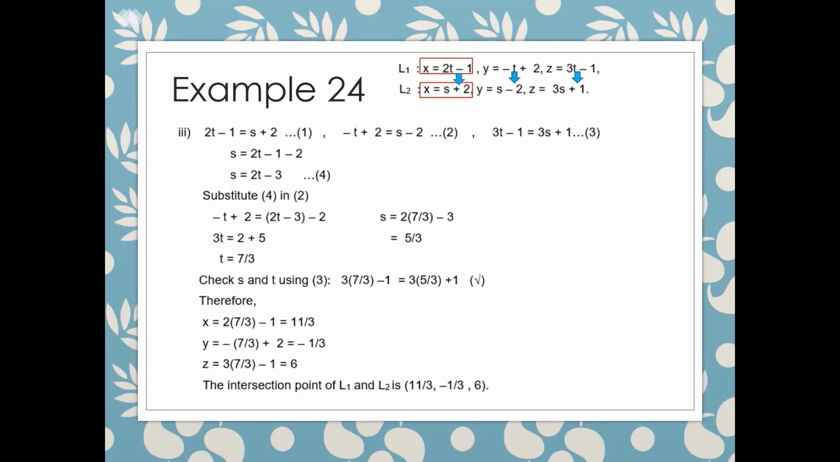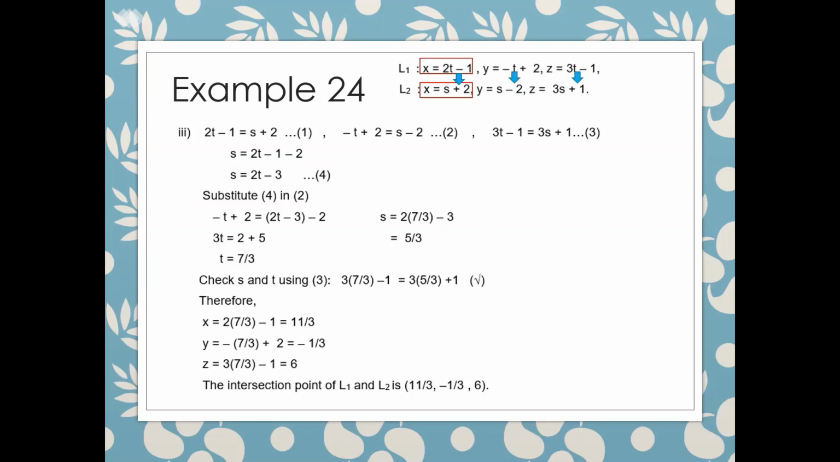So this is the point in which L1 meets the xz plane. To obtain the intersection points between the two lines, first you need to make sure that both equations of lines are in the parametric form. Then equate the corresponding components, you will obtain three simultaneous equations. Simplify the first equation, you will get s equal to 2t minus 3. Substitute this into the second equation and simplify, you will obtain t equal to 7 over 3 and s equal to 5 over 3. The third equation is used to verify the answer.